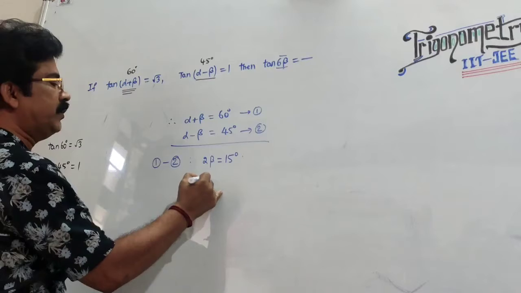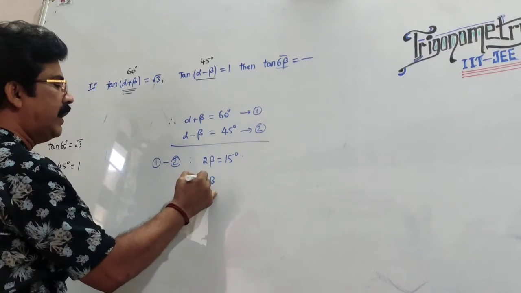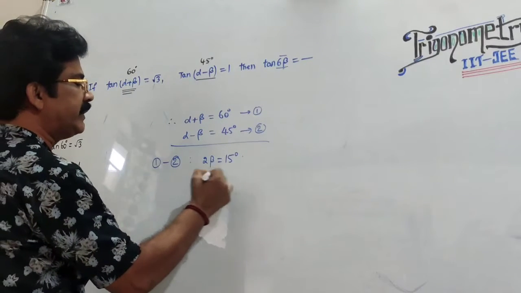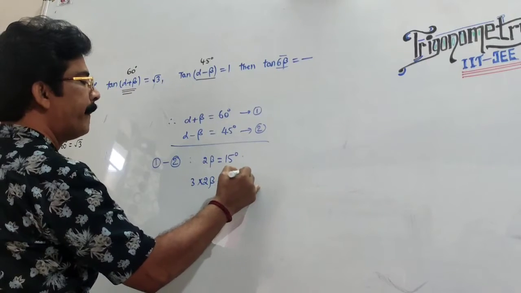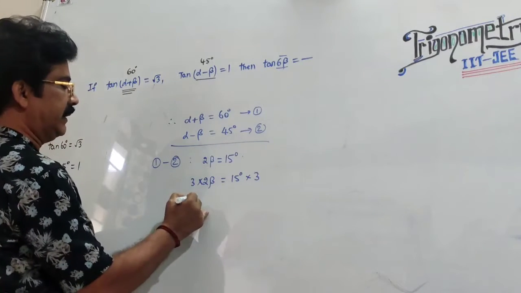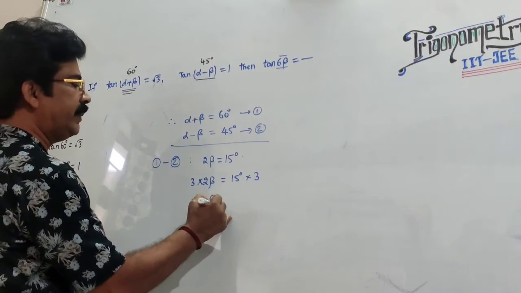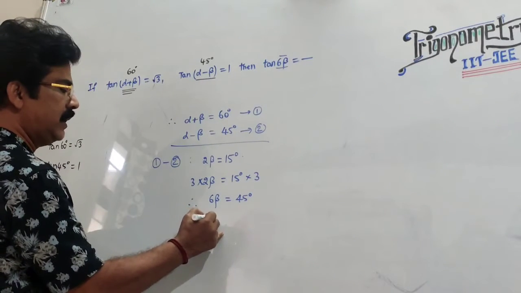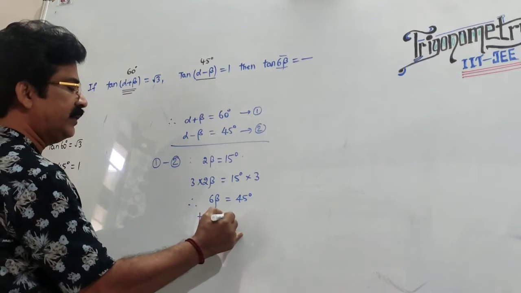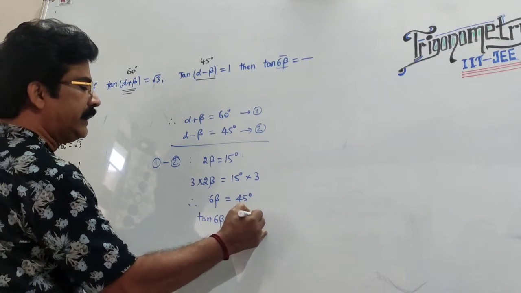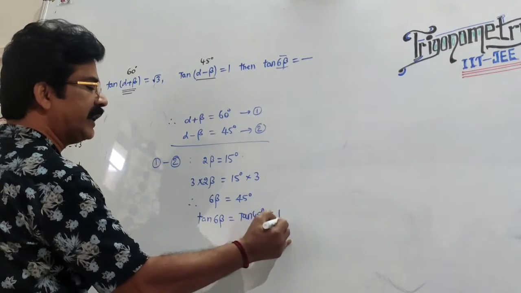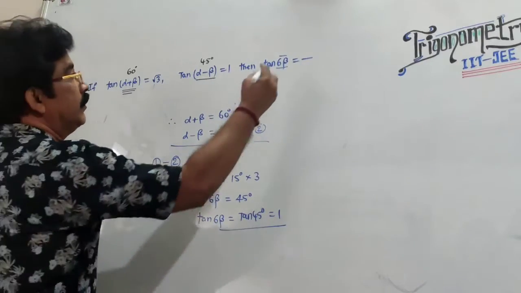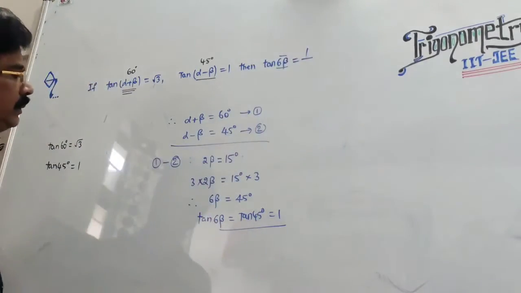But we want 6 beta. So 6 beta means for 2 beta do into 3. Therefore it is 6 beta equal to 45 degrees. Apply tan on both sides. Tan 6 beta is equal to tan 45 degrees. So tan 45 degrees equals 1. So therefore its value is equal to 1.